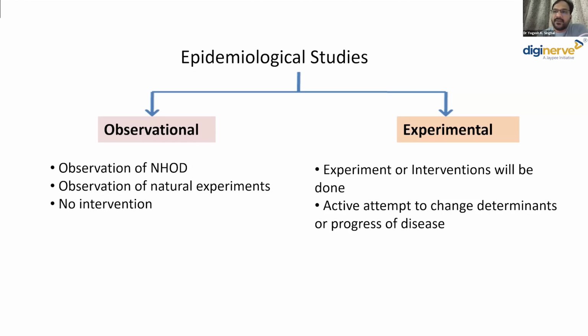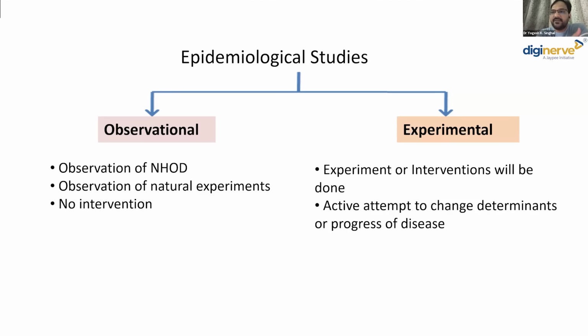Meaning after how many days the clinical features started in the patient, after how many days the patient outcome becomes poor or becomes grave. All these things. And we observe natural experiments also. Now, what is a natural experiment? A natural experiment means something which is happening automatically. We are not doing anything by our will. In a study, suppose a patient has diabetes and we are observing the patient for further development of diabetic neuropathy.